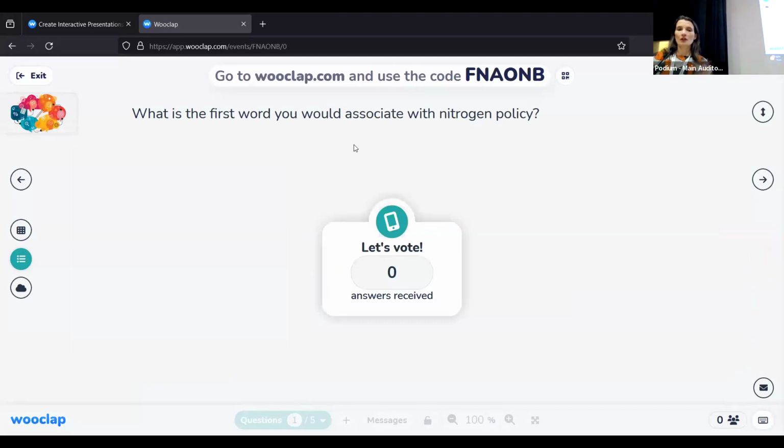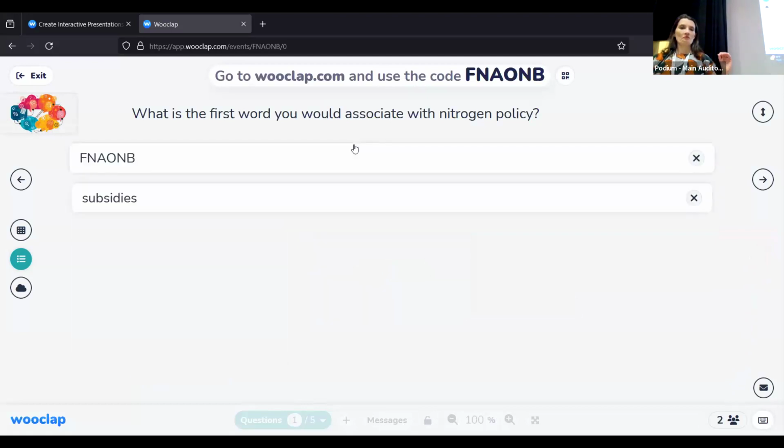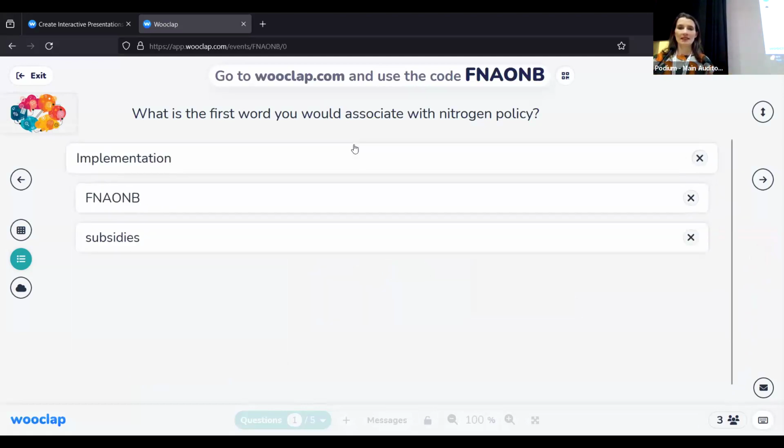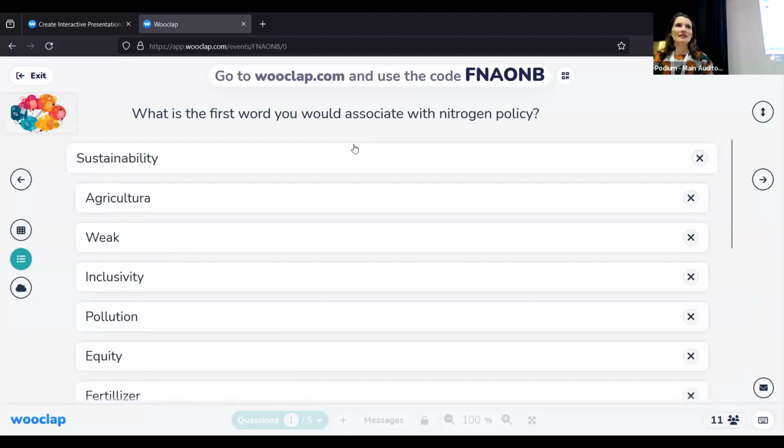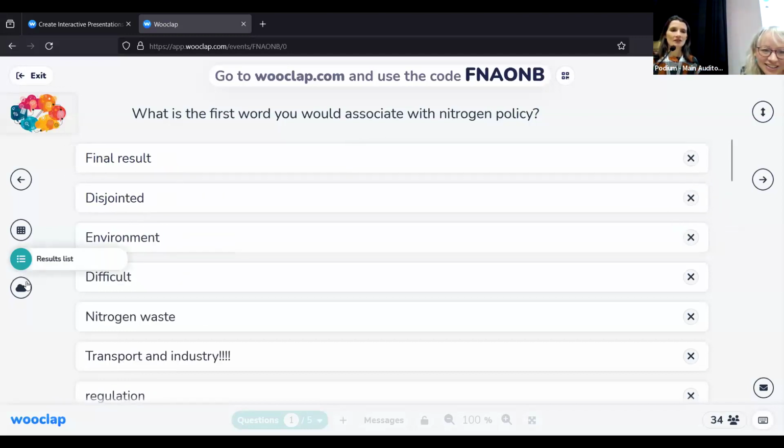Okay, so what is the first word you would associate with nitrogen policy? We have 0 answers so far. Subsidies, very good. Implementation. Oh, I like that. People actually have implemented nitrogen actions. That's great. Weak. Yeah. Delay. Wicked problems. Yes, definitely a wicked, complex issue. Agriculture. Yes, but hopefully after this conference, we all realize it's not just agriculture. What else? Urgent. Yes, urgent is a very good one.